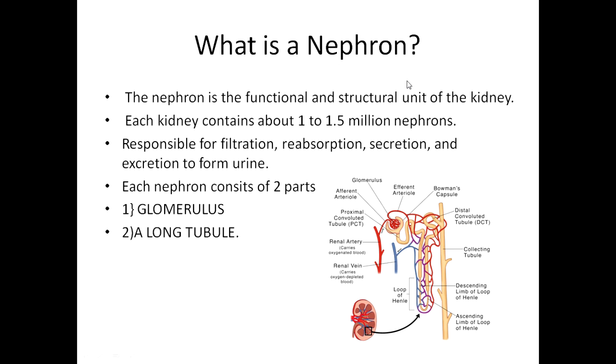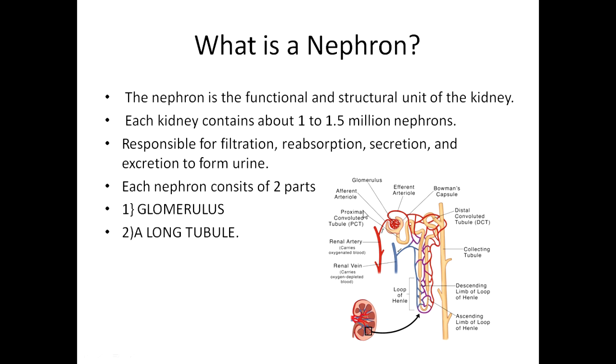This is the picture of the nephron which is present in the kidney. There are around 1 to 1.5 million nephrons. Here we are seeing the microscopic view of the nephron, which is enlarged. Like this, nephrons are present in the kidney, up to 1.5 million. A very large number of nephrons are present in each kidney.